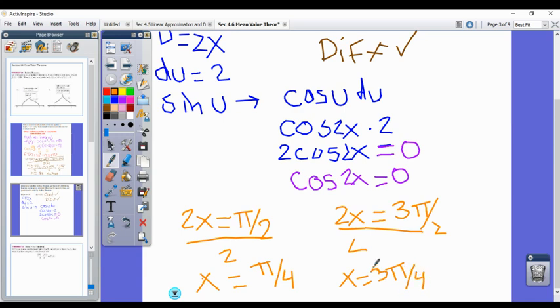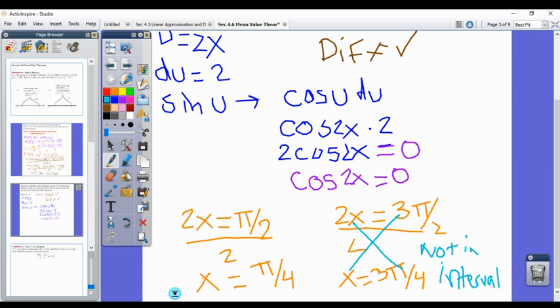Okay, so I don't care about this second one. And the reason why I don't care about this second one is because it's not in my original interval that they gave me. They gave me an interval of 0 to pi over 2. So essentially it's like the first quadrant of your unit circle. So this is not in my interval.